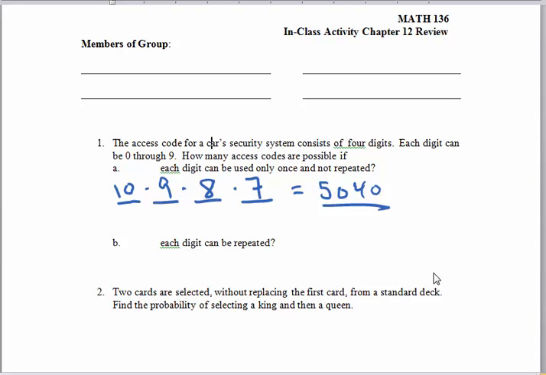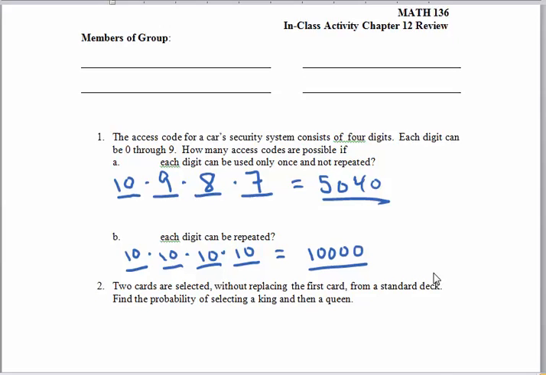Okay. Now, if each digit can be repeated, it's actually a simple problem. It's still the same setup. We have 4 slots, right? One for each digit of the access code. But now, since we can repeat digits, we're going to actually have 10 choices for each of these slots. And again, by counting principle, we're just going to say 10 times 10 times 10 times 10, which is going to be 10,000. Right? So there's quite a bit more possibilities if you can repeat the digits than if you can't. There's almost double the amount of possibilities.